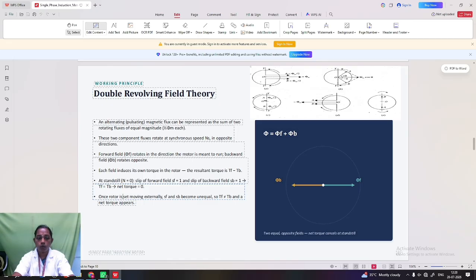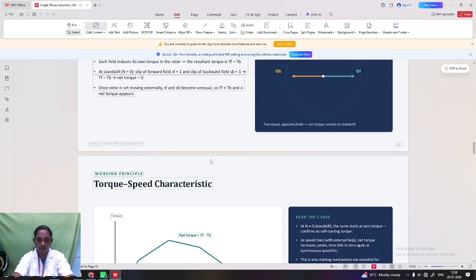Once the rotor is set moving externally with the help of some arrangement, Sf and Sb become unequal. So Tf is not equal to Tb and a net torque appears. If a net torque appears, the motor starts rotating due to the presence of the net torque.